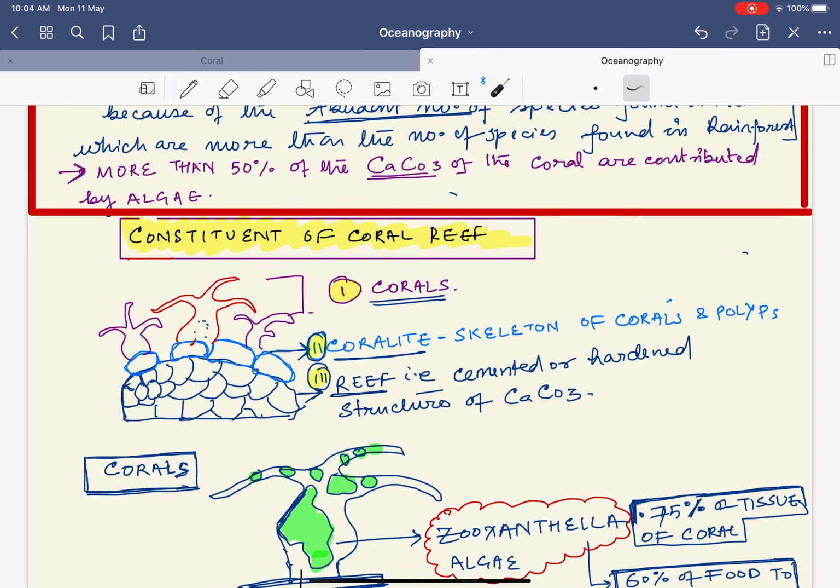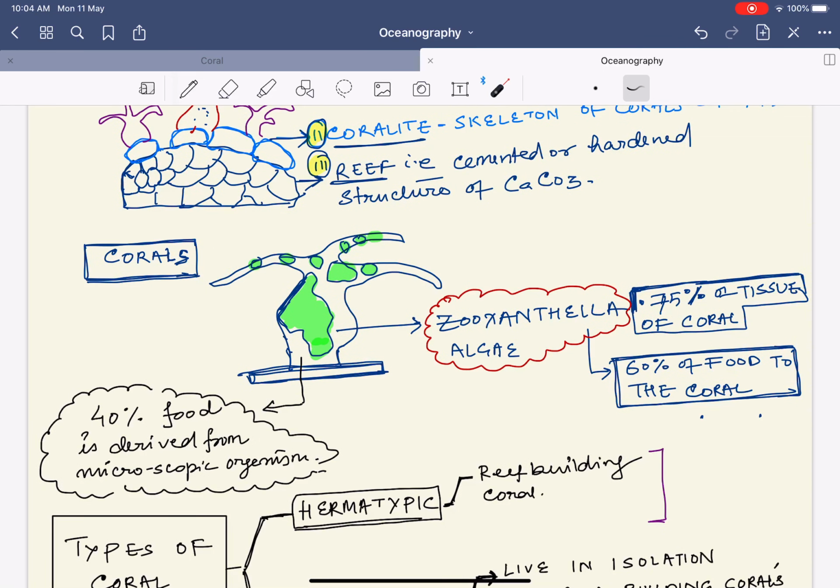Next, above your reef we have your corallite. What is this corallite? Nothing but the skeleton of the coral polyps. Now, above the skeleton we have your corals. Now let's come over here to understand what the corals are. See, this is basically the structure of your corals. These are the coral tentacles that help it to get food, and within this you can see these green patches. See, these green patches are nothing but your zooxanthella algae.